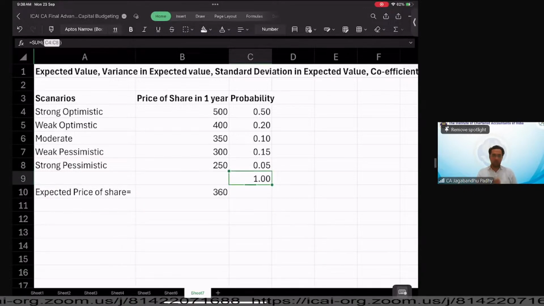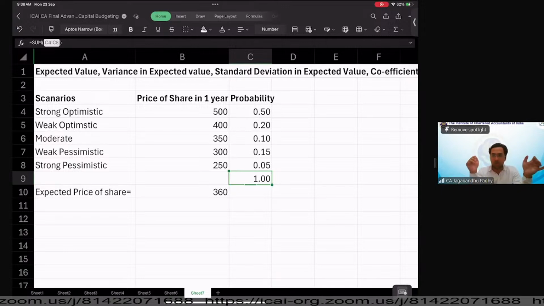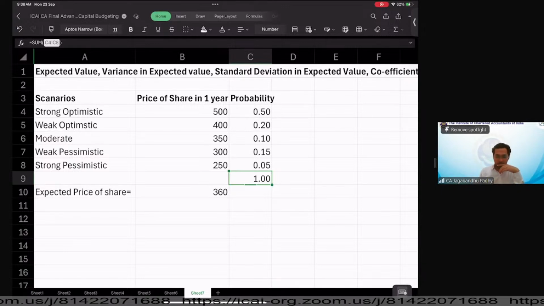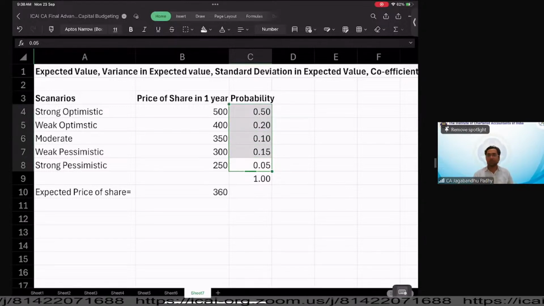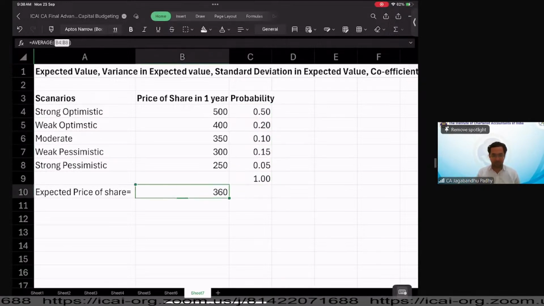Correct, yes. So total probability is going to be 1 across all the possible scenarios. Now, when you have this range of probabilities, can you still take a simple average to get the expected price of the share?